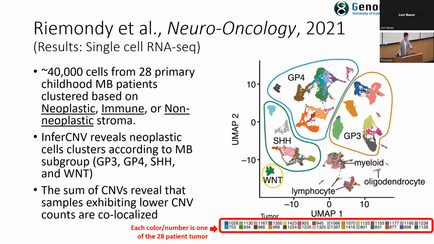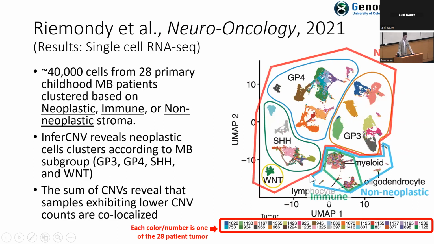What's cool is that when they took the single-cell data and generated the UMAPs, in line with the well-established subgroups for medulloblastoma, they seem to segregate accordingly: the GP3 population, GP4, SHH, and WNT. But honestly, I'm getting ahead of myself, because even before that, they managed to cluster them based on the neoplastic. The tumor-like neoplastic clusters are all the way over here. The non-neoplastic are all the way down here, and among the non-neoplastic you've got the substantial immune population down there. So essentially, they're all clustering together.